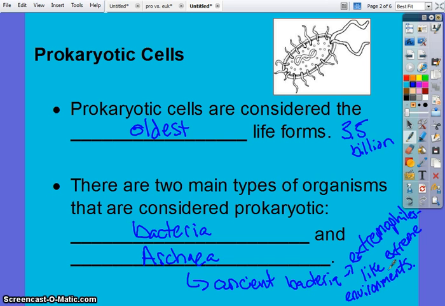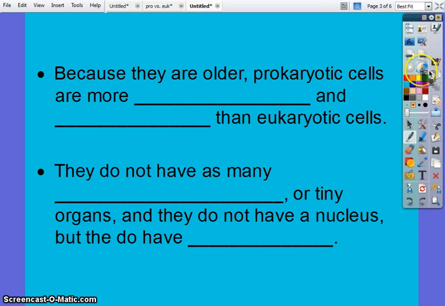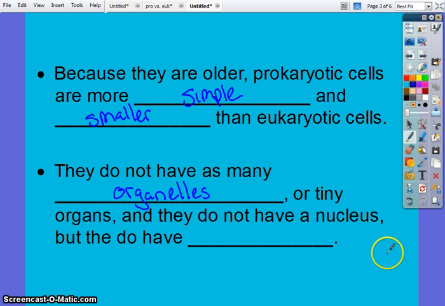Bacteria are what you guys are more familiar with and what you cultured today in class, or Monday in class, depending on if you're watching this on Monday or Tuesday. Because they're older, prokaryotic cells are much more simple, and they're also smaller than eukaryotic cells. They don't have as many organelles. We'll get into organelles later this week as well. Organelles are just tiny organs. One type of organelle is a nucleus, which prokaryotic cells do not have. However, because it's a living thing, prokaryotic cells do still contain DNA, even though they don't have a nucleus to hold it.